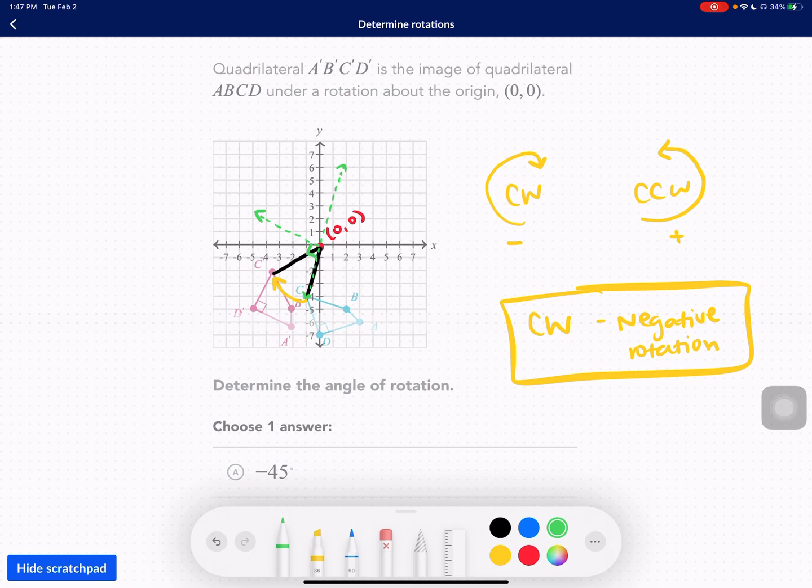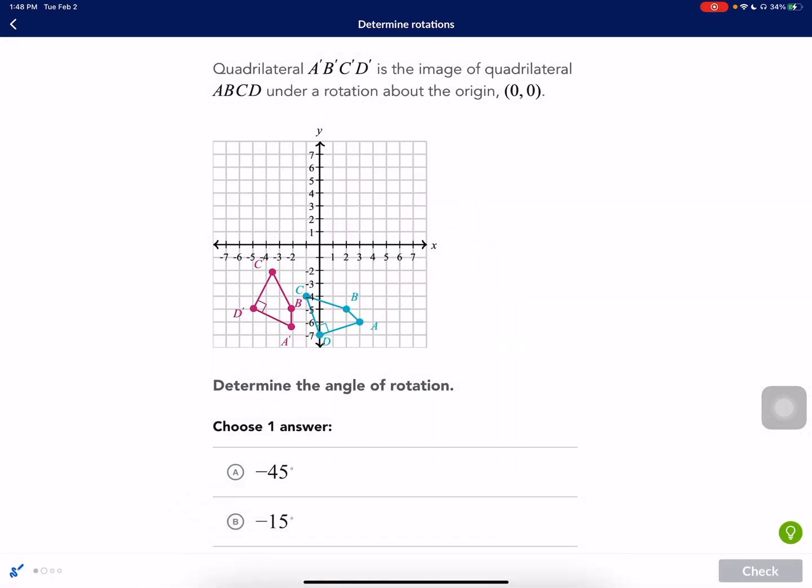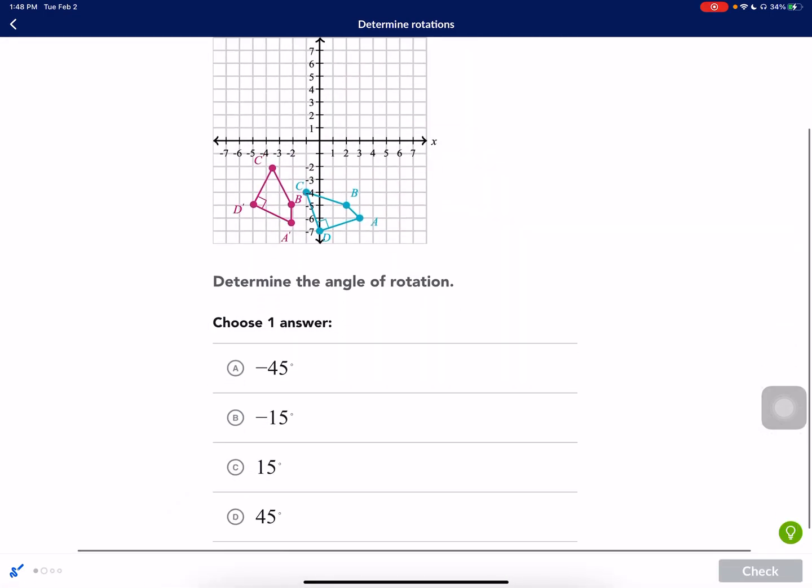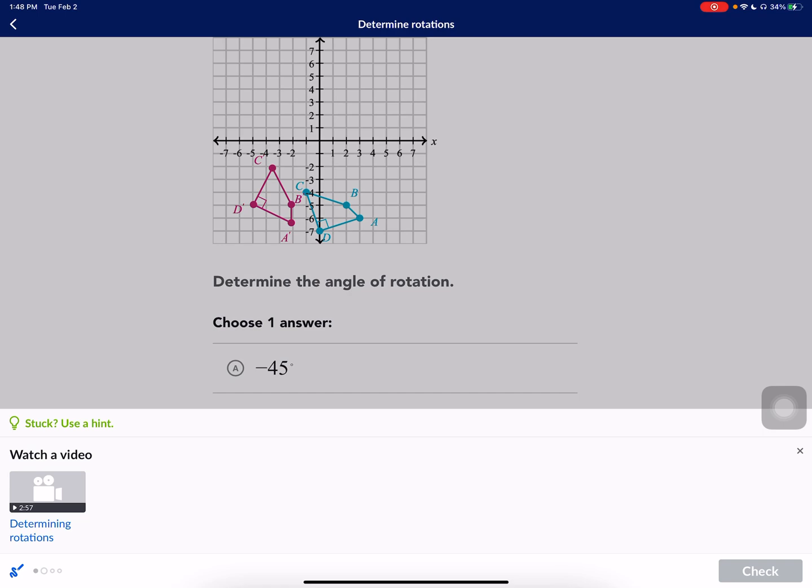So this is a 90. If you look here, you see that this angle, this black angle right here, now I'm going to make it yellow, right? That looks to be approximately half of the 90-degree angle. So this one, I would say, has an angle of rotation of negative 45 degrees. So let's see how they explain that in their hints. My guess is this is A. That's what I say. So let's see their hints here.